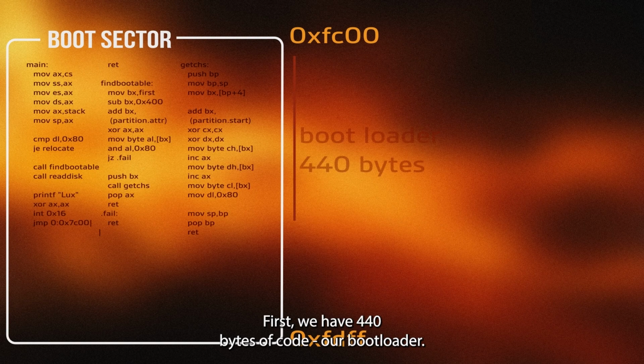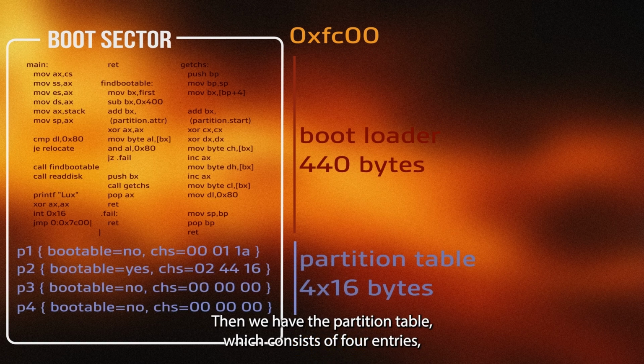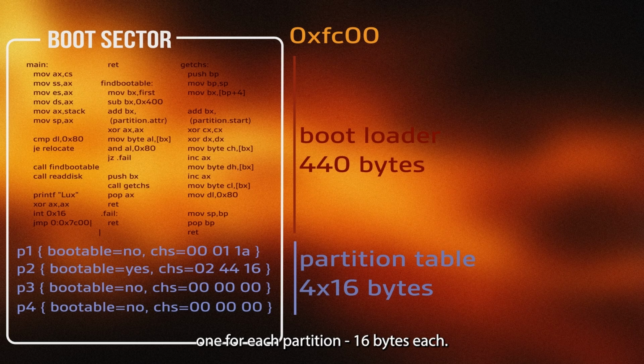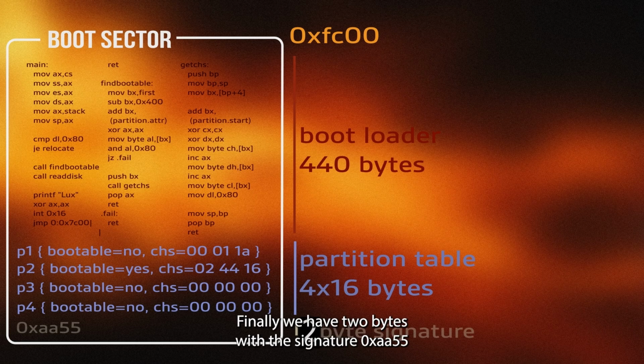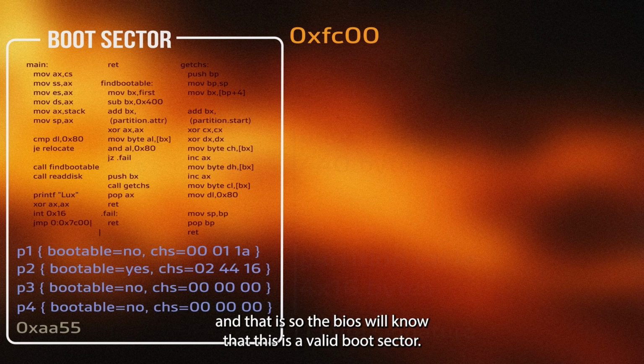The boot sector consists of three different things. First, we have 440 bytes of code, our bootloader. Then we have the partition table, which consists of 4 entries, one for each partition, 16 bytes each. Finally, we have 2 bytes with the signature 0xAA55. And that is so the BIOS will know that this is a valid boot sector.